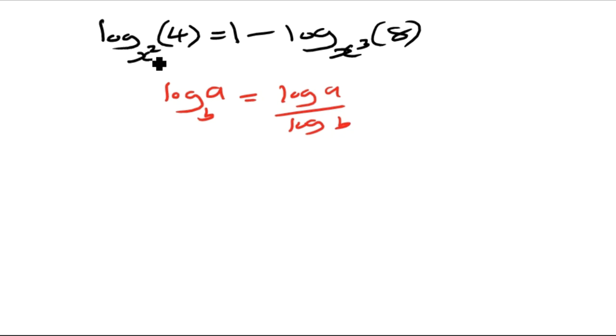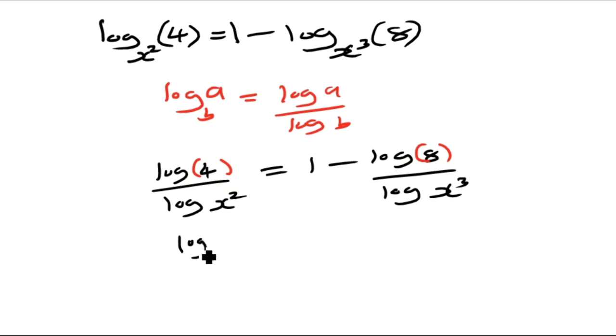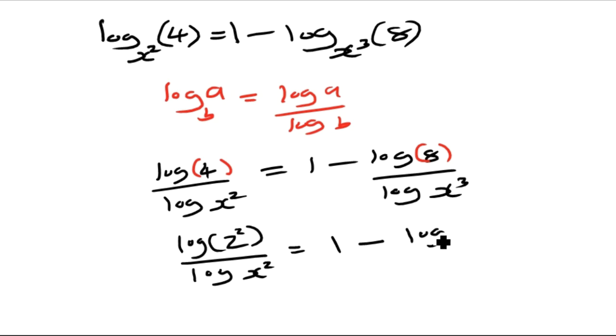So, when you are given log 4 to base x squared, that can be rewritten as log 4 over log x squared, equals 1 minus log 8 to base x cubed, which can be rewritten as log 8 over log x cubed. The next thing we do is to factorize the numbers, 4 and 8. When we factorize 4, we get log 2 squared over log x squared, equals 1 minus log, and 8 is 2 cubed, over log x cubed.